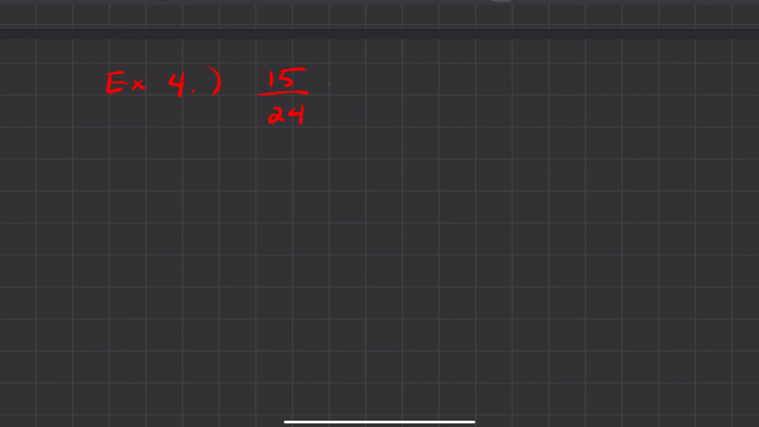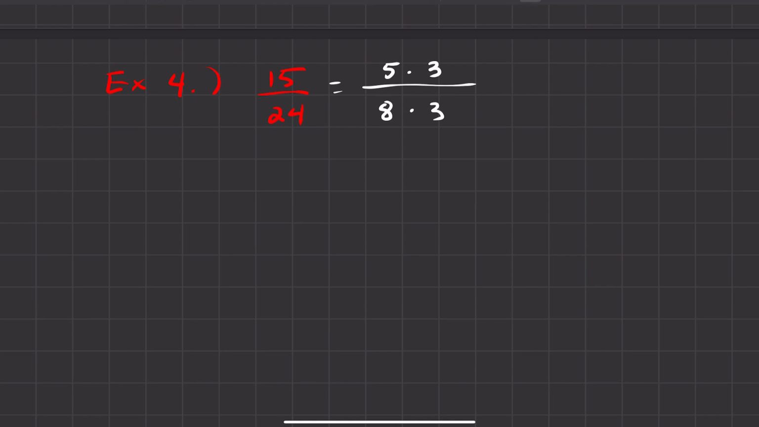So I'm going to look at this 15, right? I know two numbers that multiply together that'll give me 15. I can break this 15 apart as 5 times 3, because 5 times 3 is 15. And then I look at this 24 here. That's basically 8 times 3, okay?